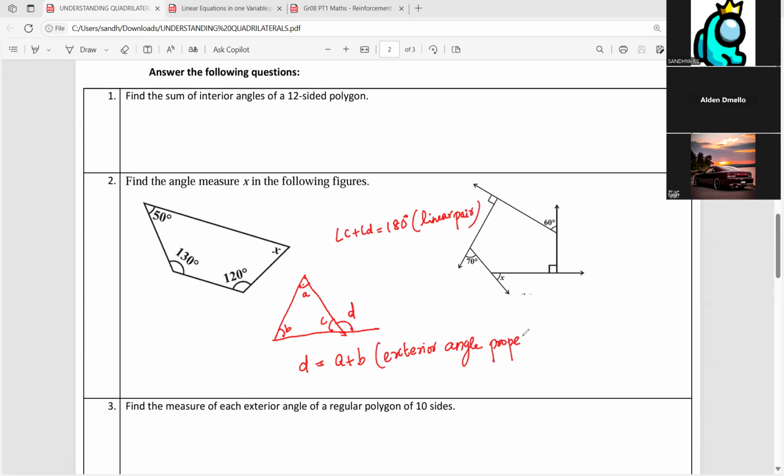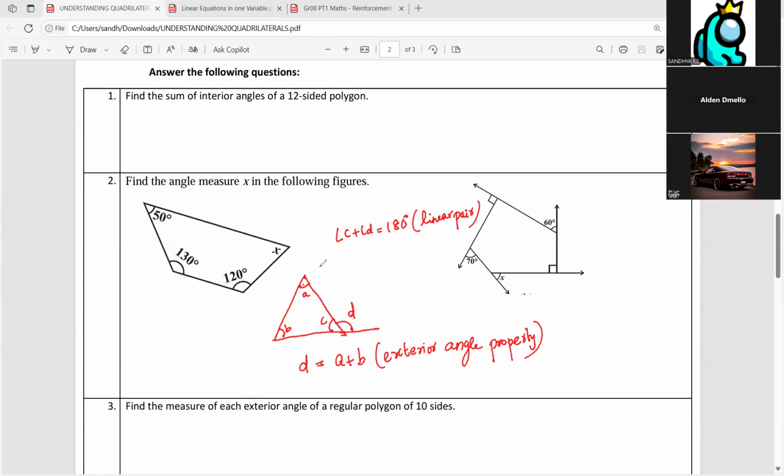This property is called exterior angle property. Understood? Yes. Ma'am, that will not come for a quadrilateral, no? Only for the triangle. So for the triangle, exterior angle is equal to the sum of interior opposite angles. Clear? Ma'am, it will also work for an isosceles triangle, right? All types of triangles it will work. And also, ma'am, for quadrilaterals there's no property?